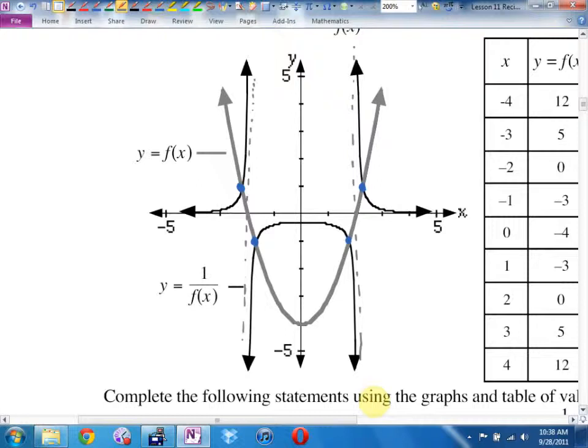I've done invariant points, Ryan. I've done zeros. Now, I've divided this graph into 1, 2, 3, 4, 5, 6, 7 sections. Time for my imagination.